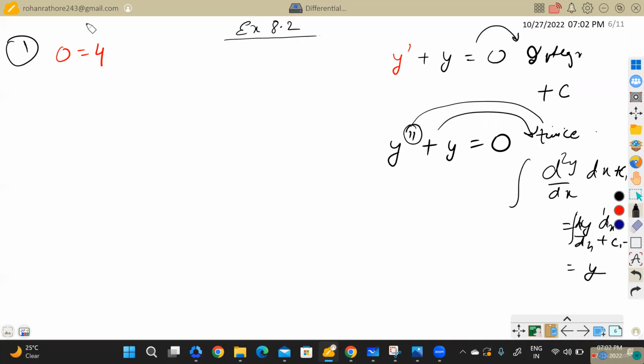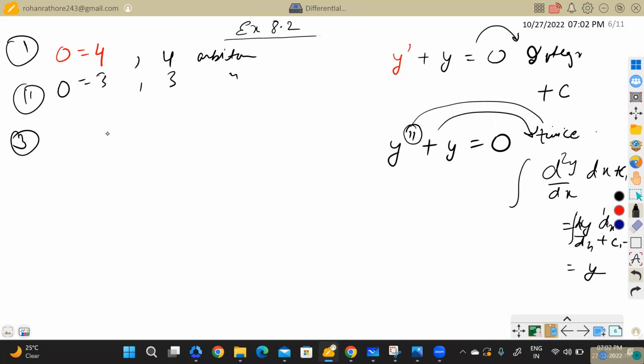So the order of the differential equation determines how many arbitrary constants the solution will have. Here the order is 4. So how many arbitrary constants must be present? Four arbitrary constants will be there. Next is, what is the number of arbitrary constants for order 3? We'll get 3 arbitrary constants, right? Yes, sir.